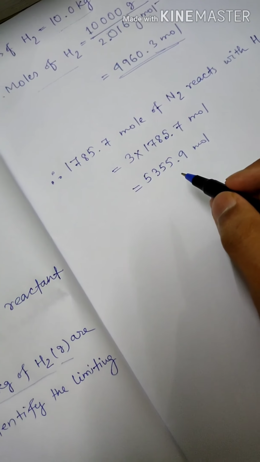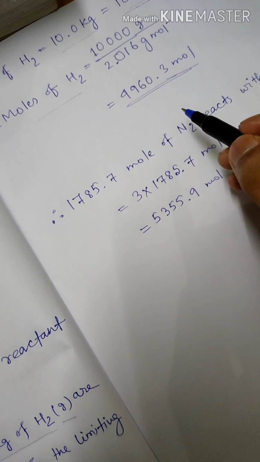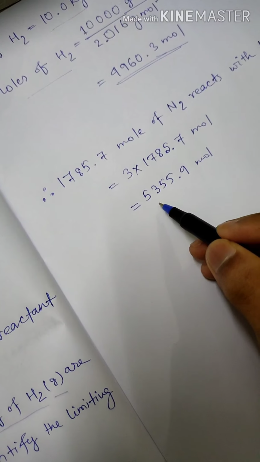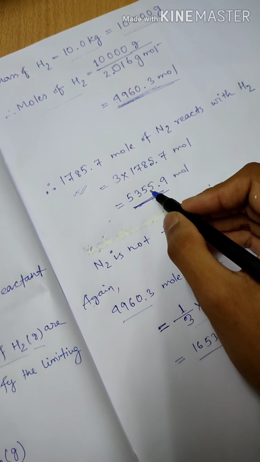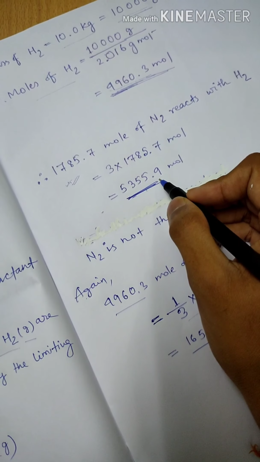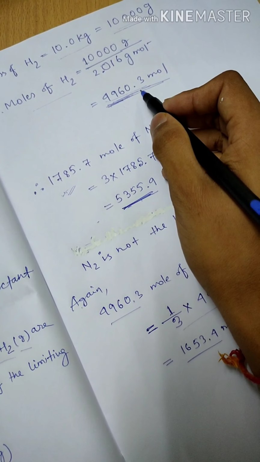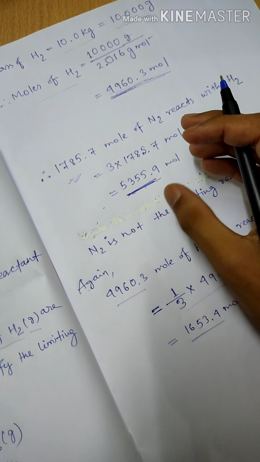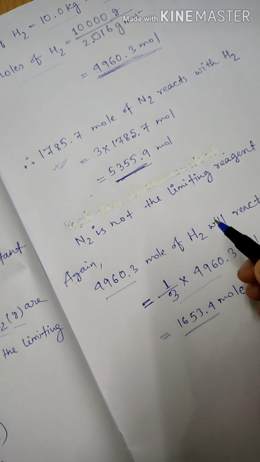Now see, but we have only 4960.3 mole of hydrogen, but here we have got 5355.9 mole. So in this case, hydrogen is in the shortest amount, because we have got here this 5355.9, but actually the moles of hydrogen is this one, 4960.3. So this is smaller than that. So here hydrogen is in the shortest amount, so N2 is not the limiting reagent.